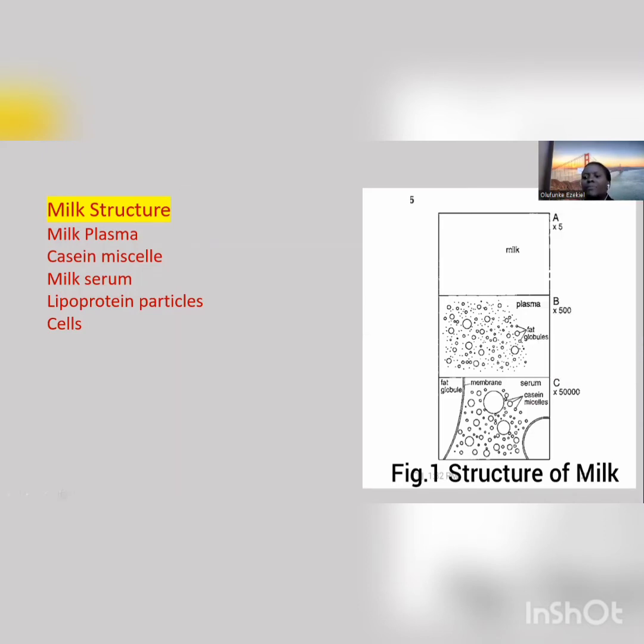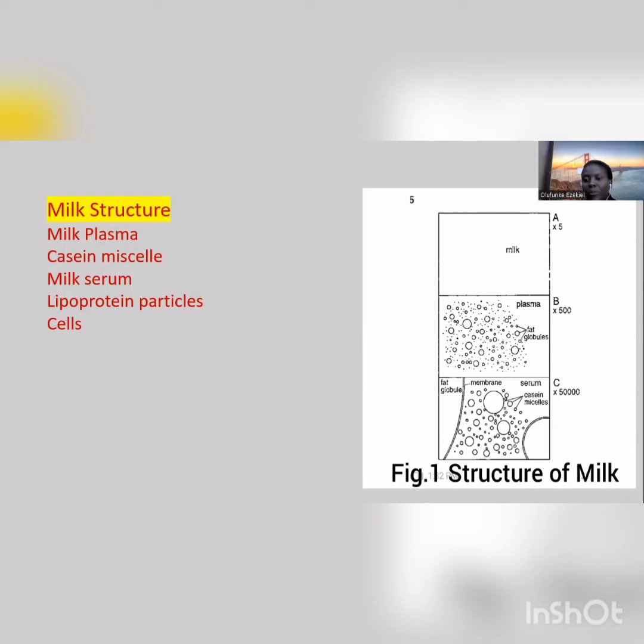Milk structure. The structure of milk. As we see milk, it contains several components. And when you look at the structure under a microscope, you can see several other things that are not even visible to the eyes. Milk, you can see at the right side of the screen, we have figure 1.